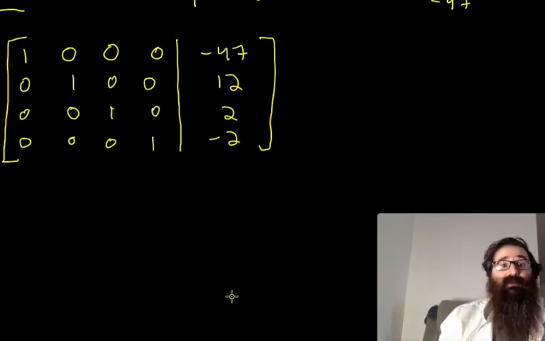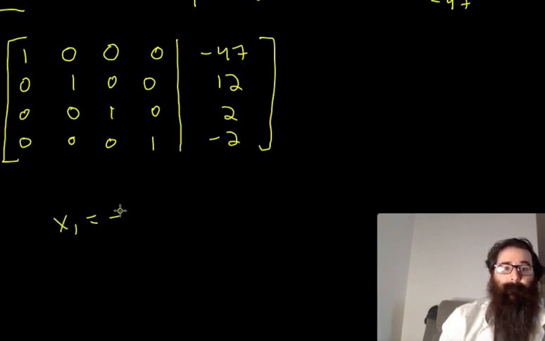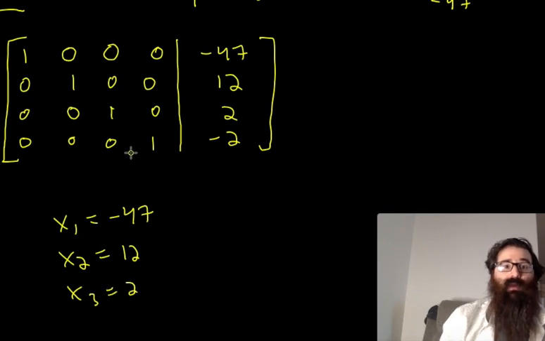Now I have the solution. I'm staring at it. I just have to be able to interpret it. This first row is saying x sub 1 equals negative 47. Second row is saying x sub 2 equals 12. Third row is saying x sub 3 equals 2. And the fourth row is saying x sub 4 equals negative 2.